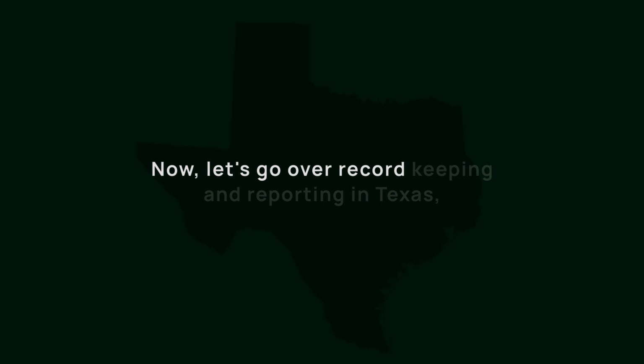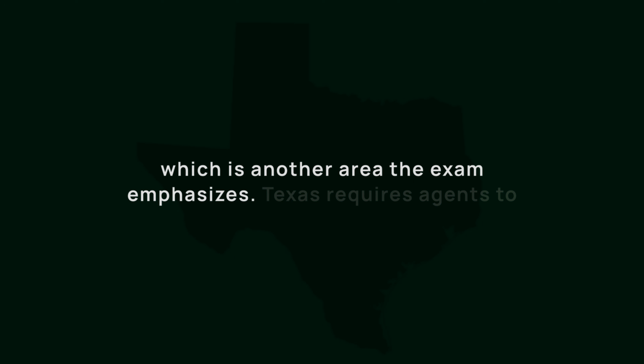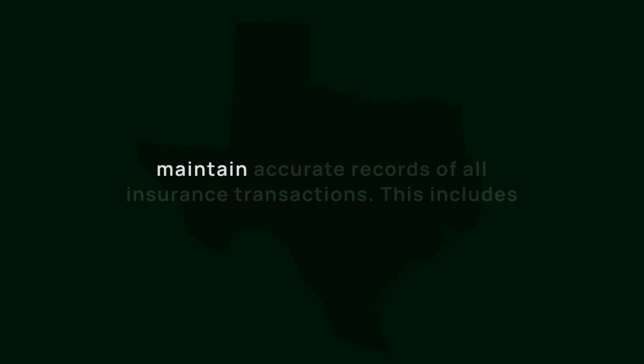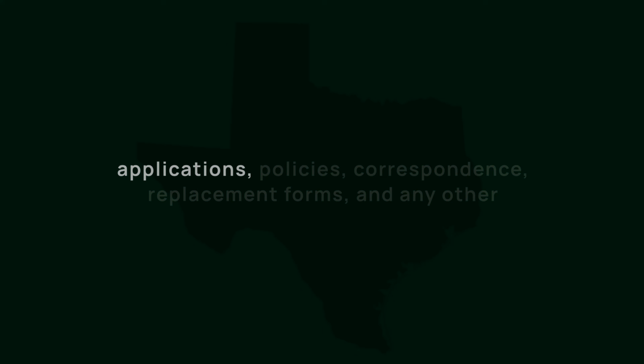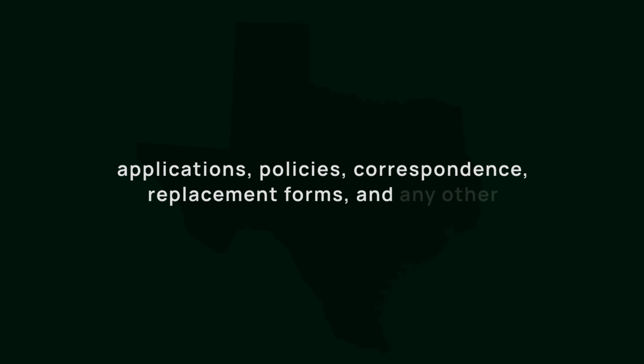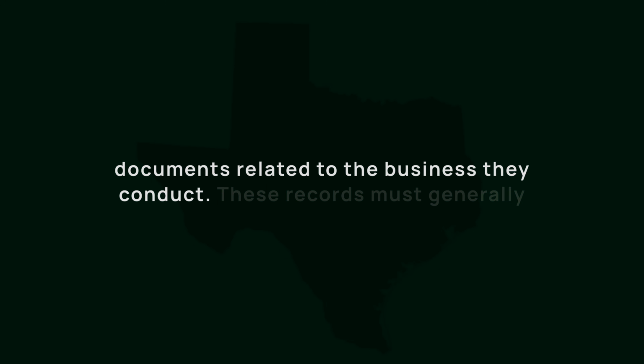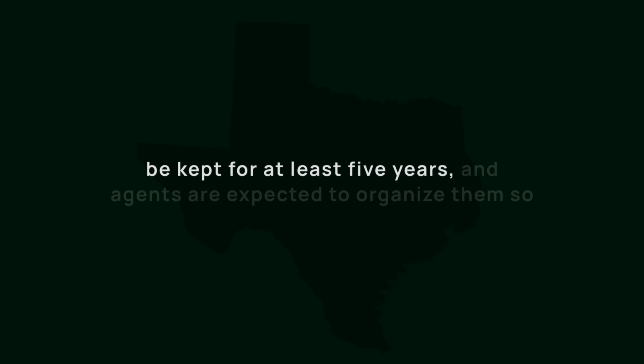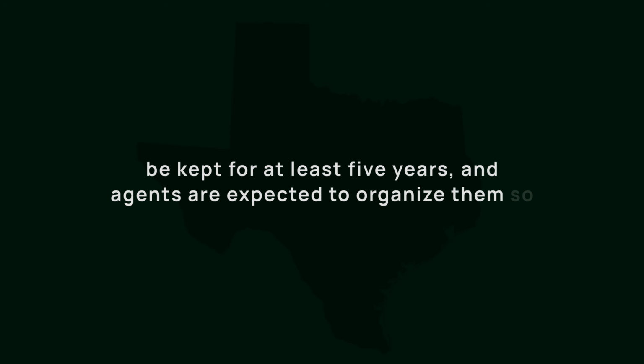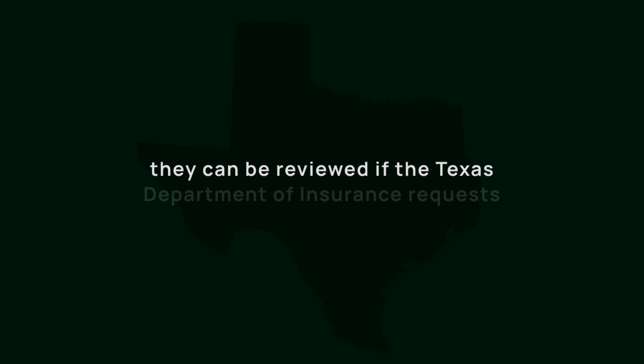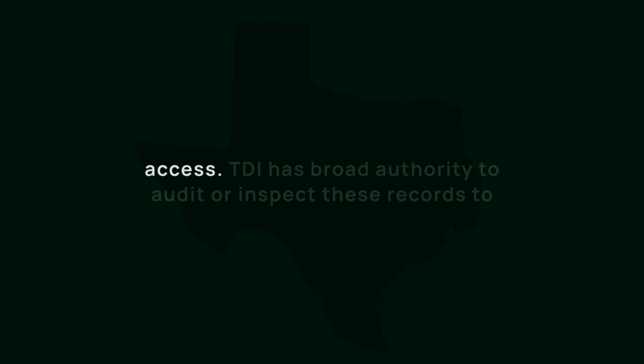Record keeping and reporting. Now let's go over record keeping and reporting in Texas, which is another area the exam emphasizes. Texas requires agents to maintain accurate records of all insurance transactions. This includes applications, policies, correspondence, replacement forms, and any other documents related to the business they conduct. These records must generally be kept for at least 5 years, and agents are expected to organize them so they can be reviewed if the Texas Department of Insurance requests access.